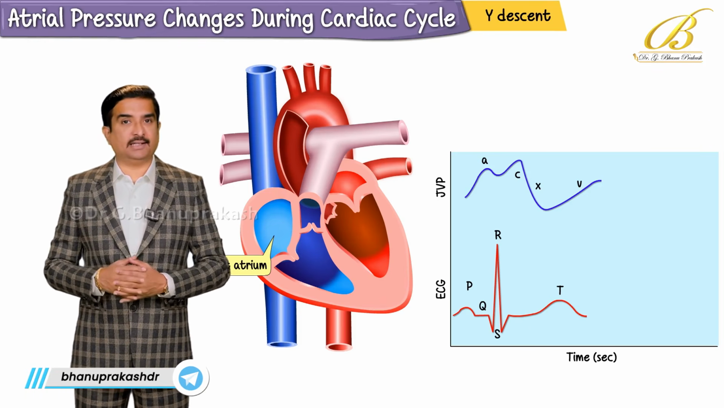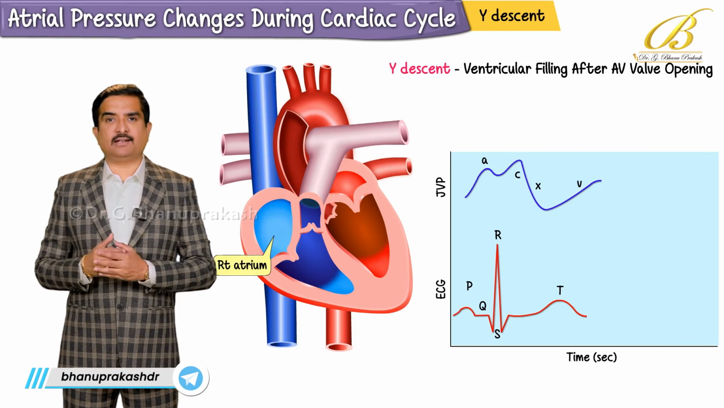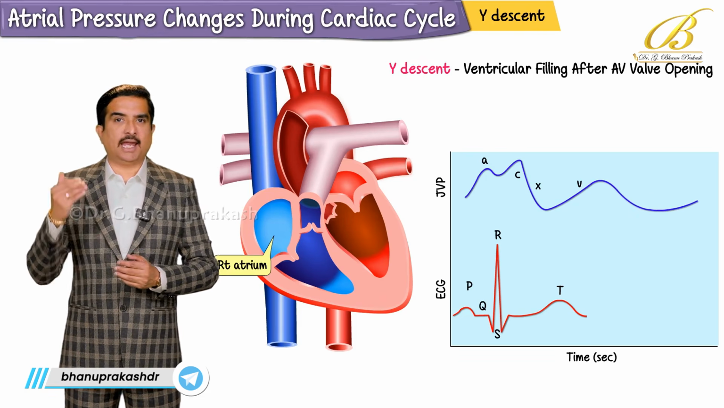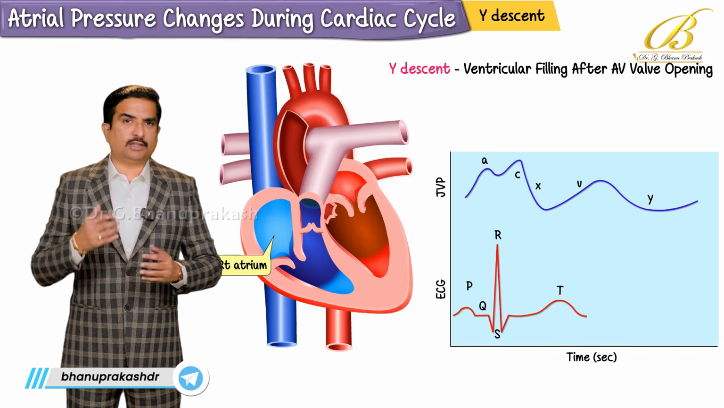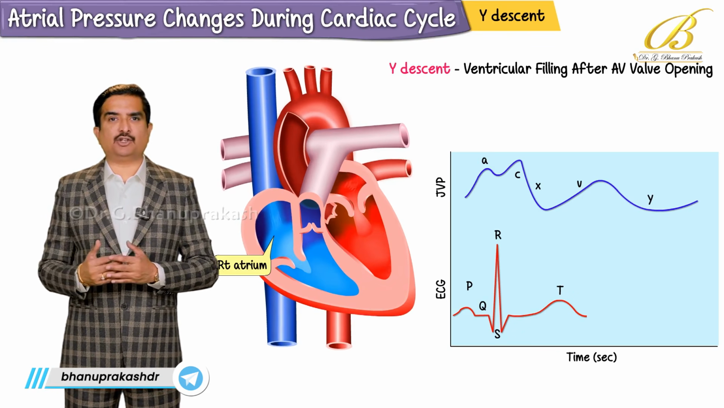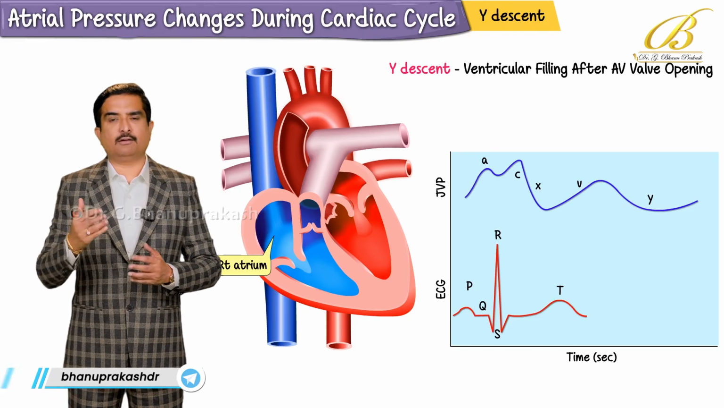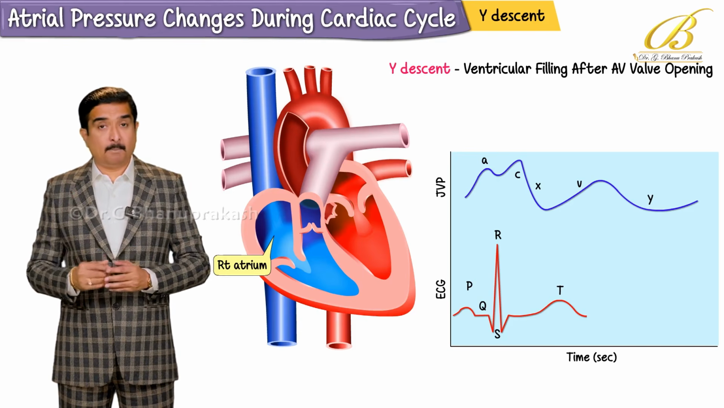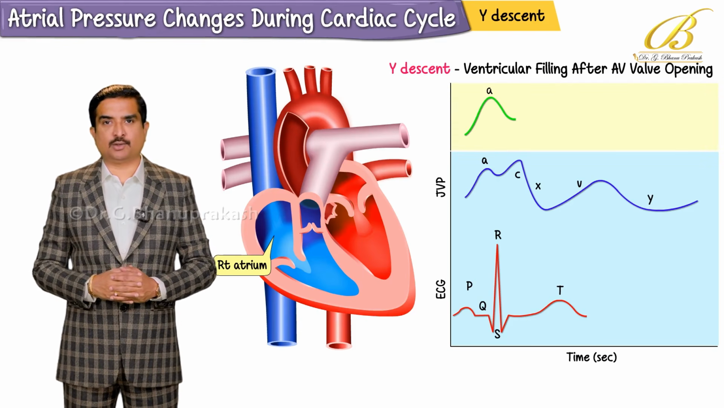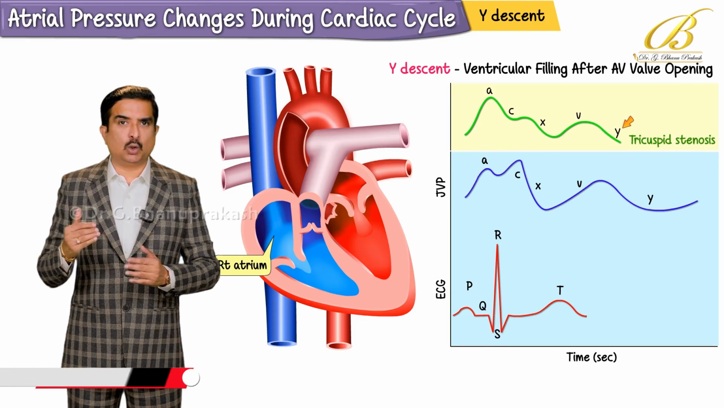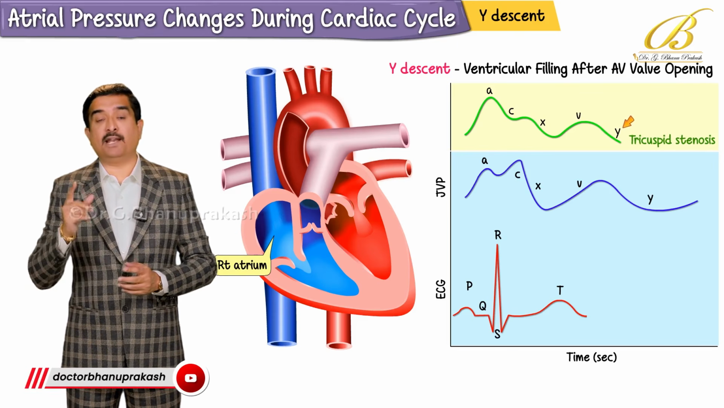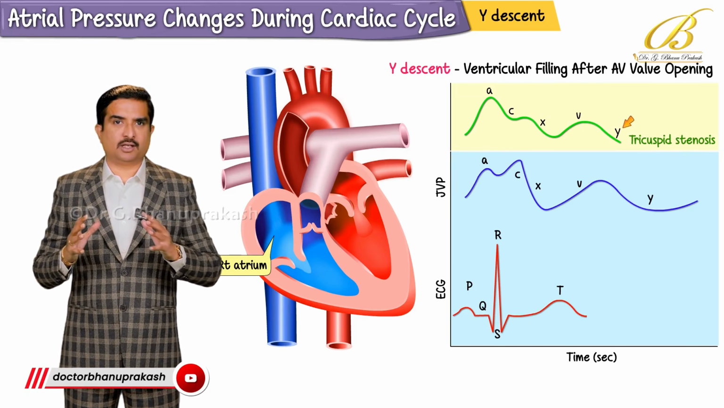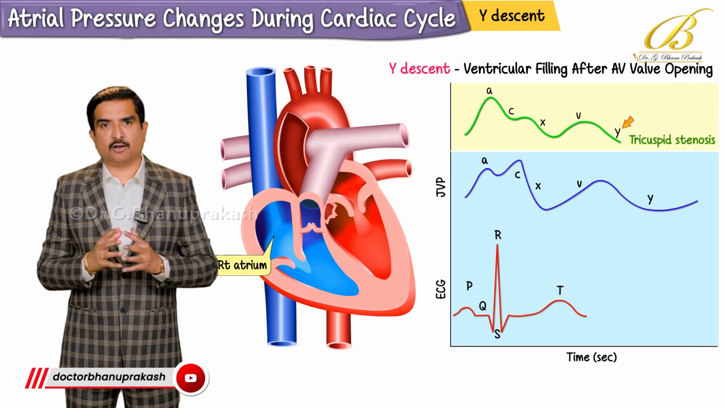And next is the Y descent. The Y descent is the fall in the atrial pressure that occurs after the AV valves open. Blood rapidly flows from the atria into the ventricles, relieving the pressure. This is normally a smooth downward slope, but in conditions like tricuspid stenosis, the Y descent becomes slow and blunted because the blood flow is obstructed. So this is what the atrial pressure curve is all about.